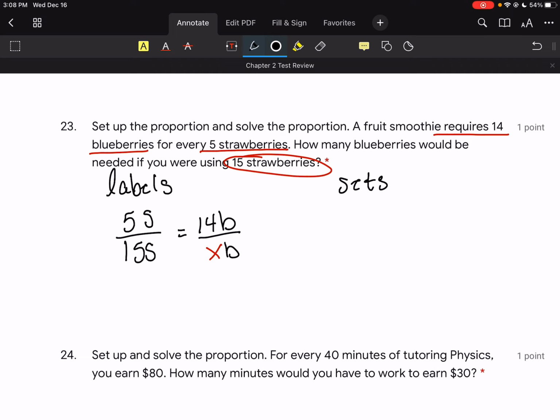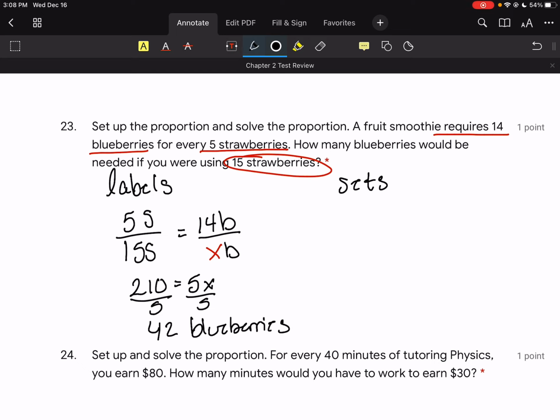So again, you're going to cross multiply. So you're going to have 15 times 14 is equal to 210, which is equal to 5x. Divide both sides by 5, and you'll get 42 blueberries.